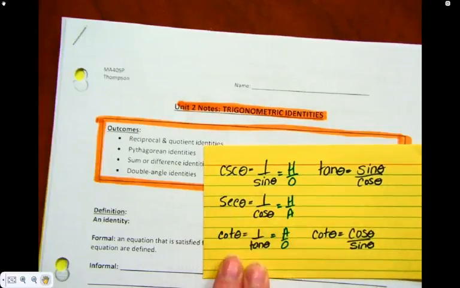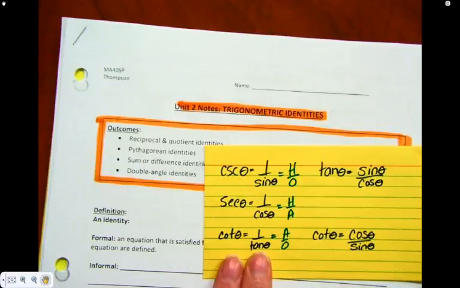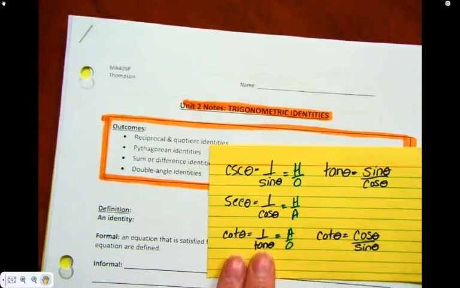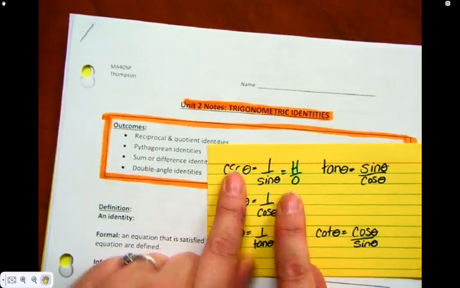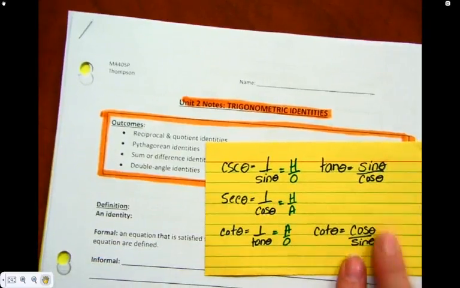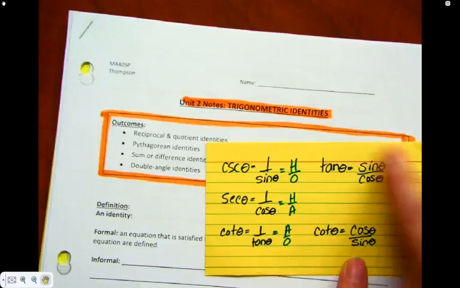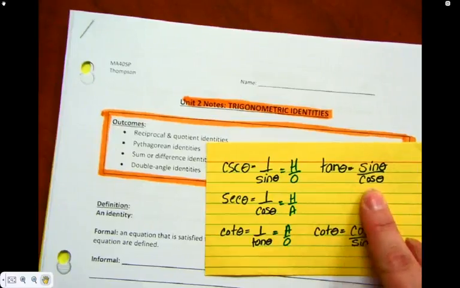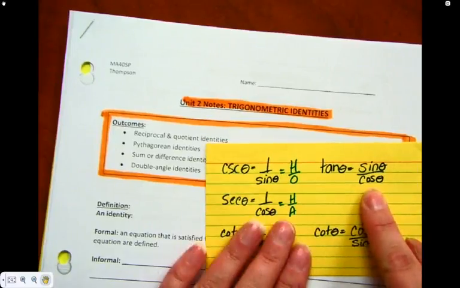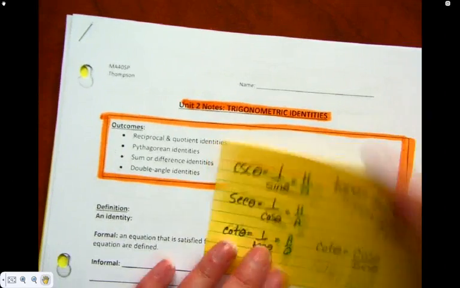Secant, cosecant, cotan, these are called reciprocal identities. I just didn't call them that last semester. They're called reciprocal identities. Why? Because they're reciprocals. Tan and cotan, these are called quotient identities because on the right-hand side you have a division, and the answer from division is called a quotient.